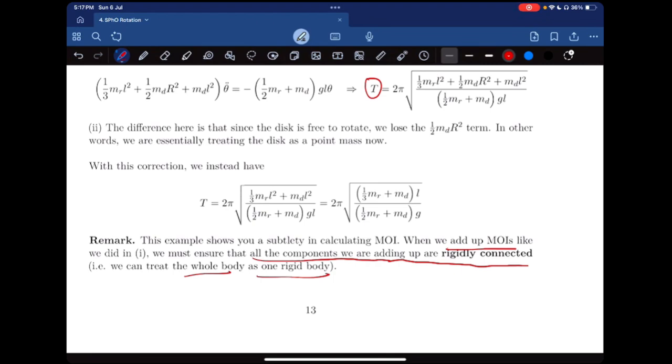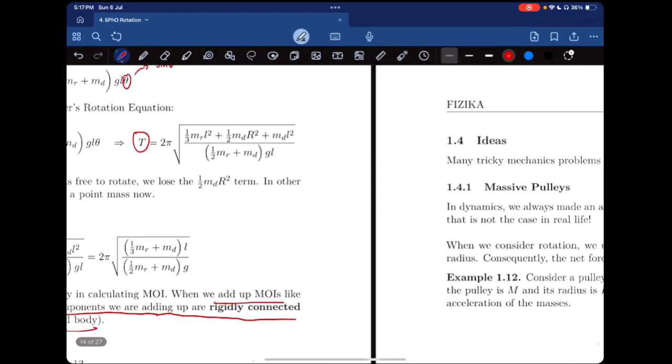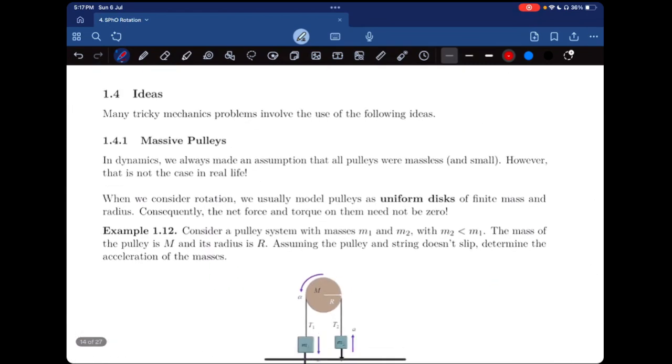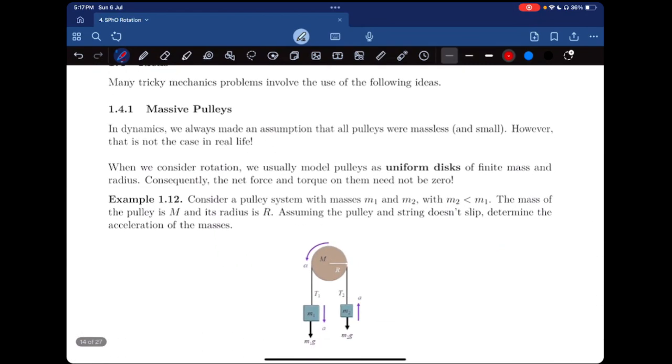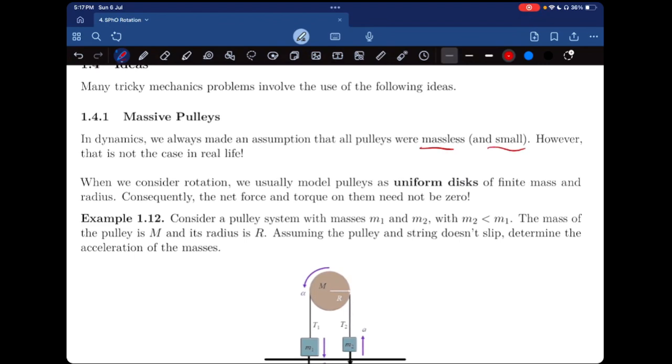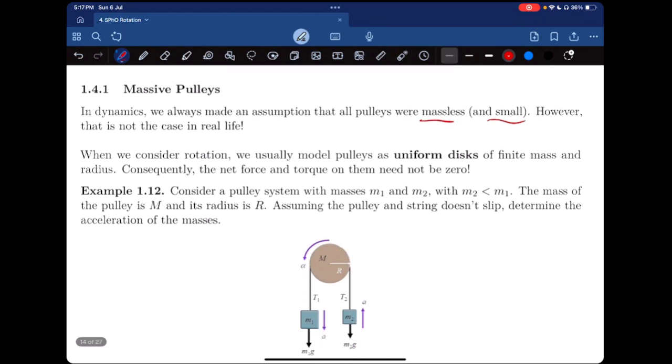Okay, so let's move on to the ideas for rotation. So we have 3 ideas here. The first one is on massive pulleys. So we dealt a lot with pulleys in dynamics, right? Where we have random systems with a lot of strings, a lot of masses, a lot of pulleys. And we usually just assume that the pulleys were massless and small. But clearly you can't find a massless and small pulley in real life, which is why we want to analyze what happens when we have a massive pulley.